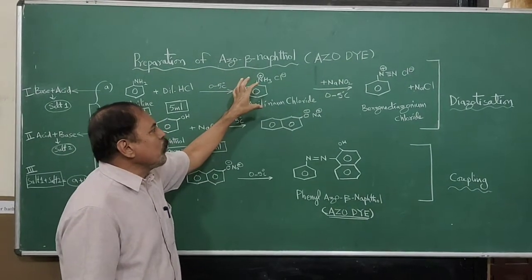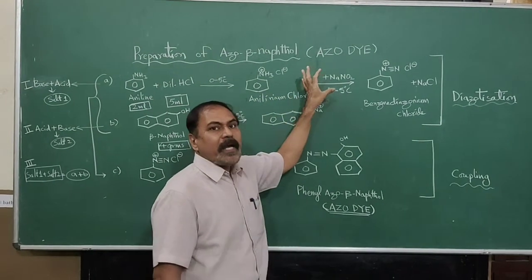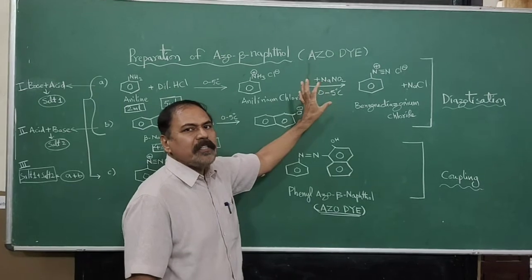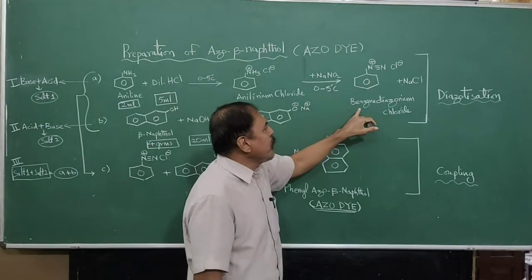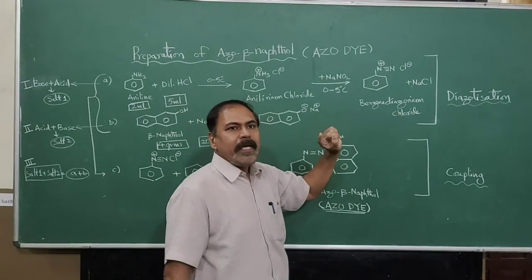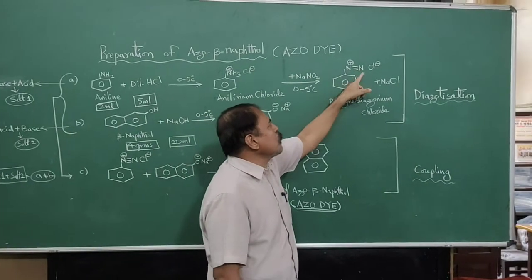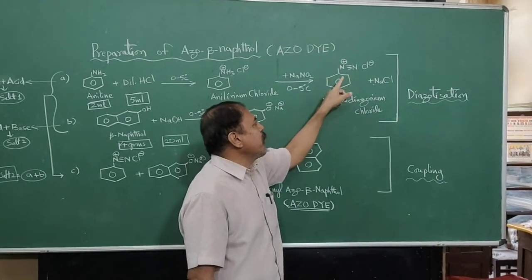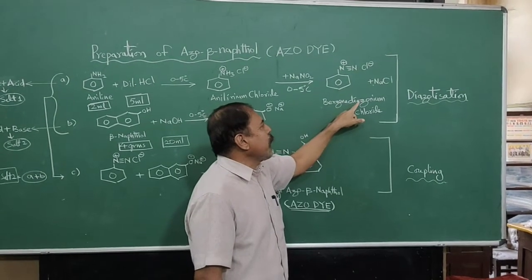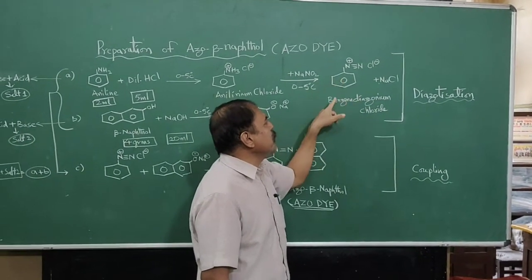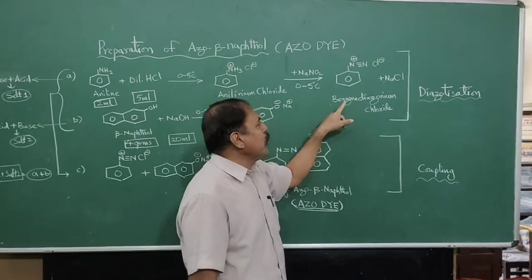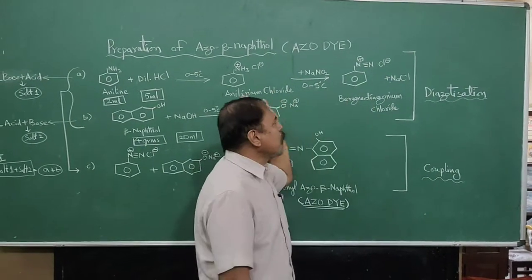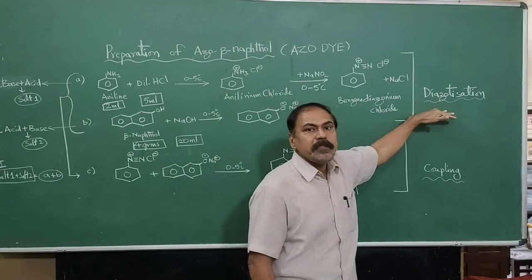This anilinium chloride is added with sodium nitrite, which is NaNO2. This is also in cool conditions. When you add, you will get benzene diazonium chloride. Diazonium: di means two nitrogens, called as azo. So positive charge is there, we are calling it as diazonium, and a benzene ring is on one side, so we are calling it as benzene diazonium chloride. This is also a salt. This process is called as diazotization.